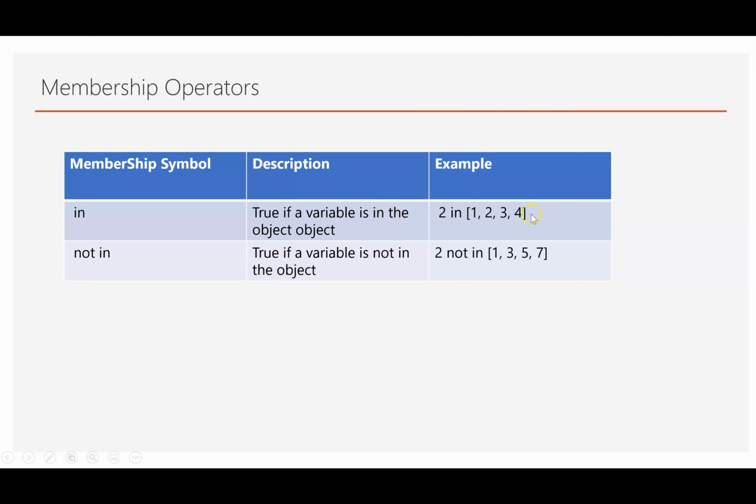So look at this. I have a list of numbers 1, 2, 3, 4. Is 2 in this list, then this would give me true because obviously 2 is inside this list. But if 2 is not there, it will give me false.